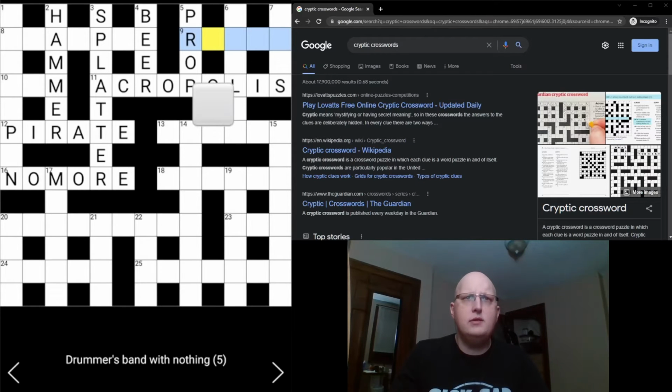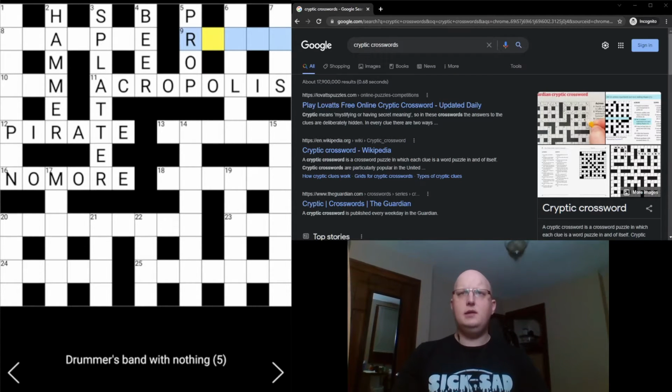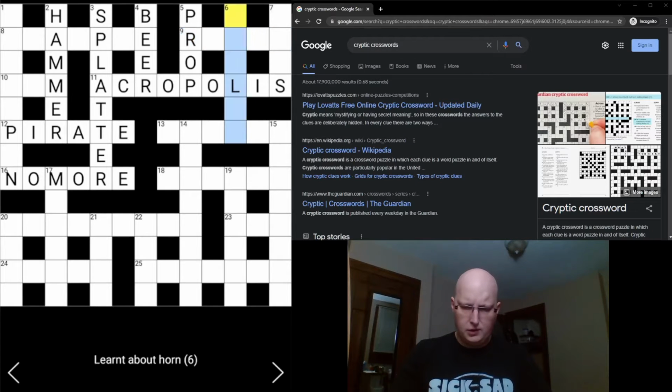Drummer's band with nothing. So nothing would probably mean something like an O for zero. Drummer. Band with nothing. A band is a group. What else could band be? Let's try this vertical clue.